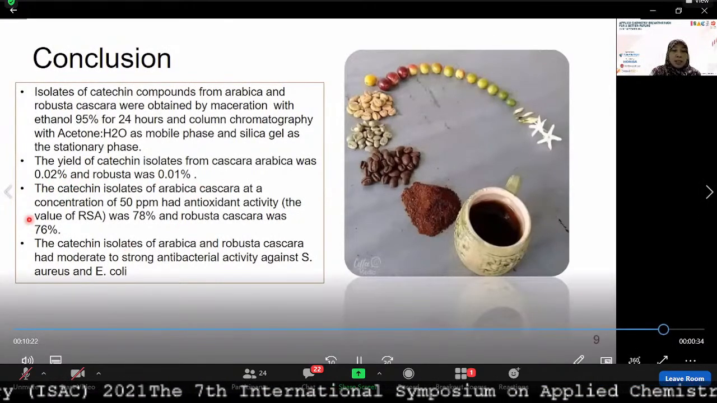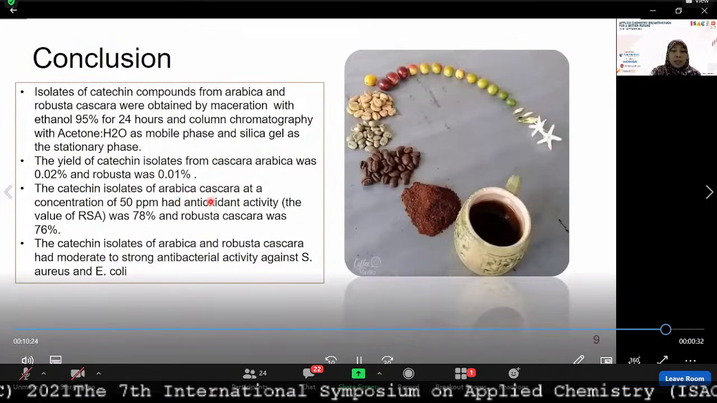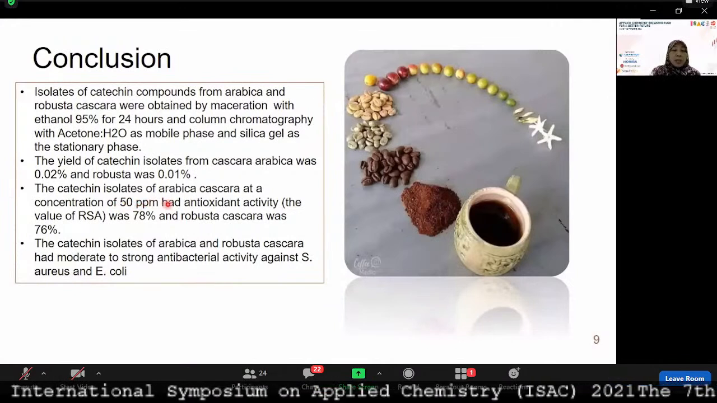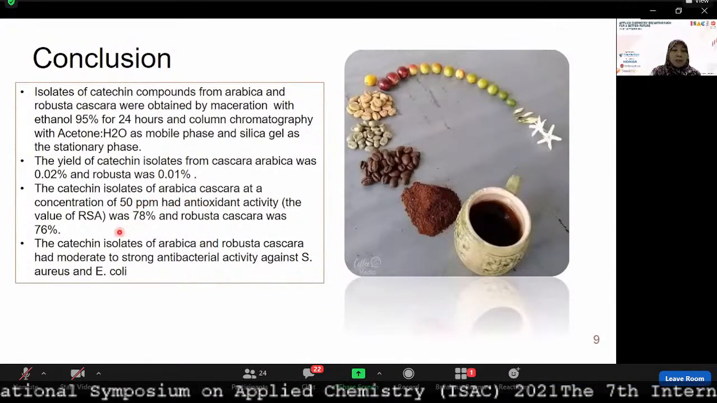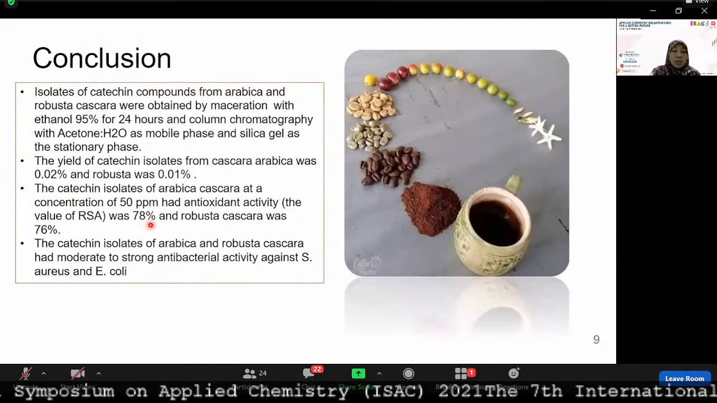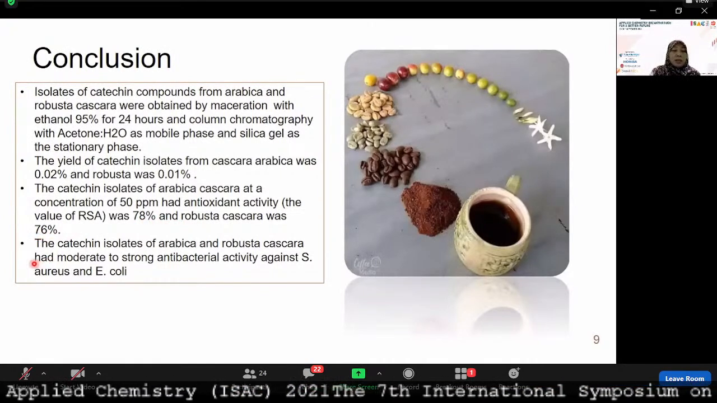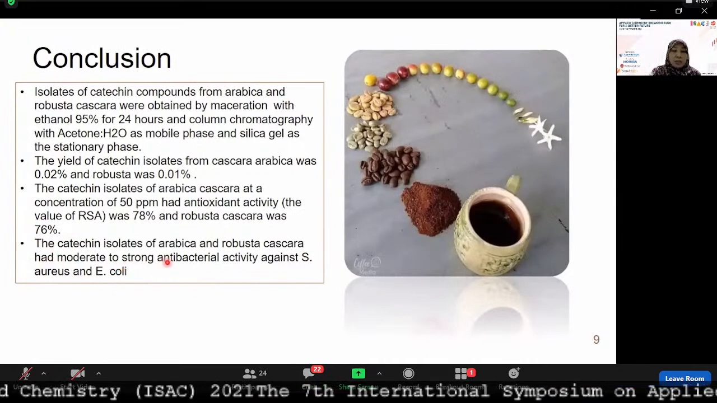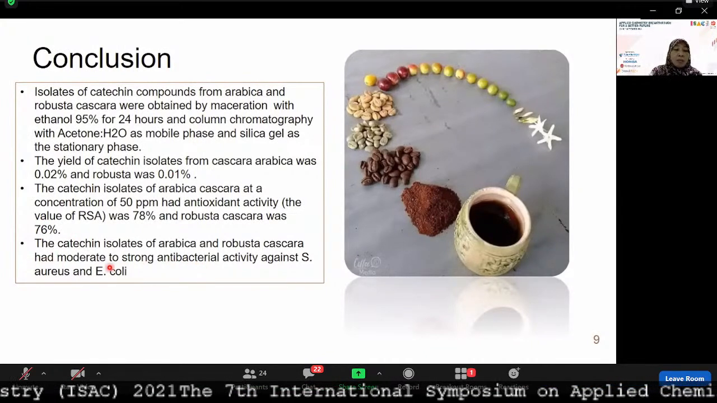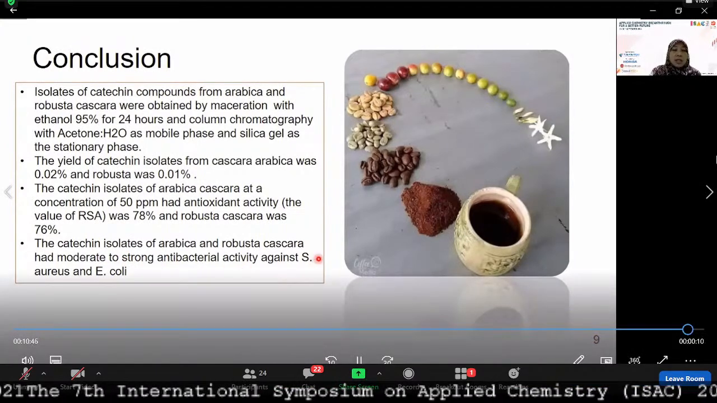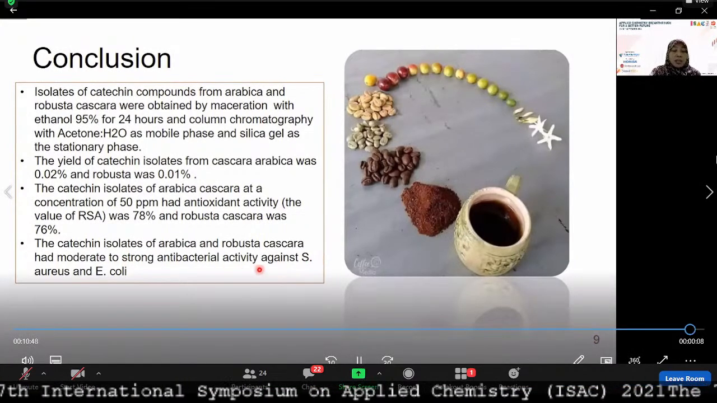Third, the catechin isolate of Arabica cascara at a concentration of 50 ppm had antioxidant activity of 78%, and Robusta 76%. And last, the catechin isolates of Arabica and Robusta had moderate to strong antibacterial activity against Staphylococcus aureus and Escherichia coli.